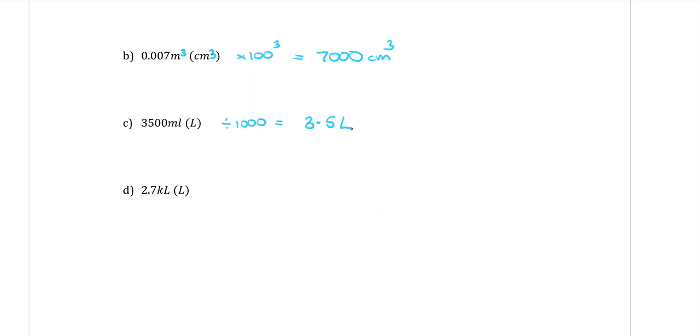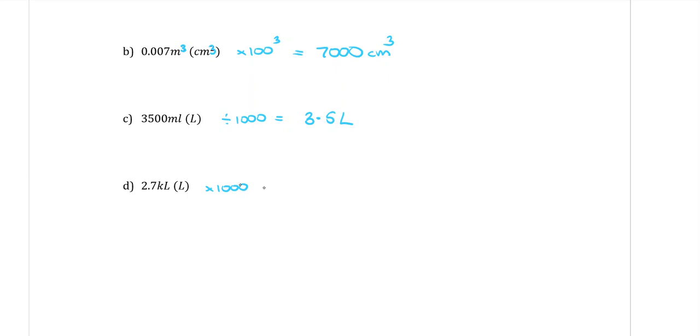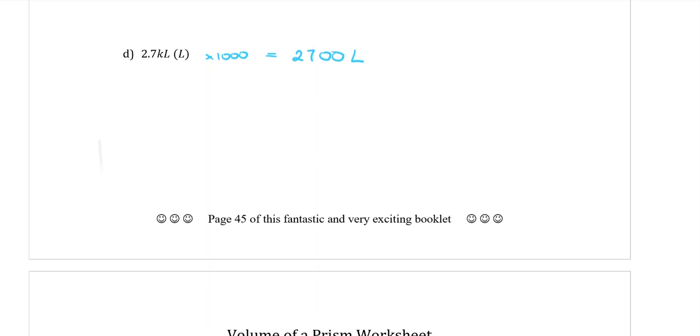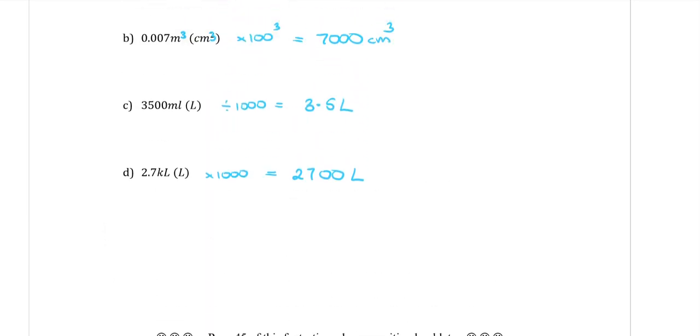And the next one, we have kilolitres. So put your finger on the kilolitres and follow the arrow to litres. What do I need to do? Times by 1,000. So that's going to equal 2,700 litres. Right, so that is it.